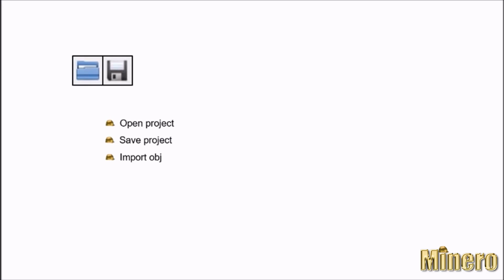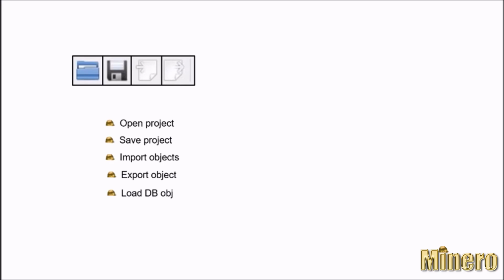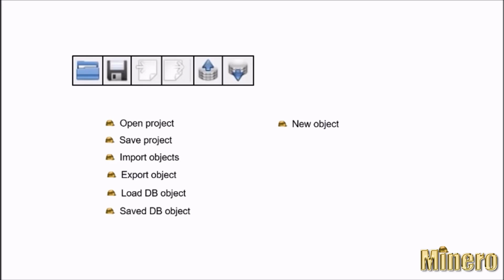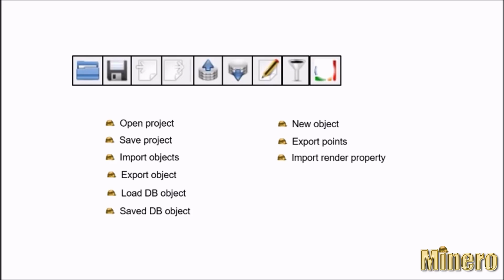Open project. Save project. Import objects. Export objects. Load DB object. Save DB object. New object. Export points. Import render property. Export render property.